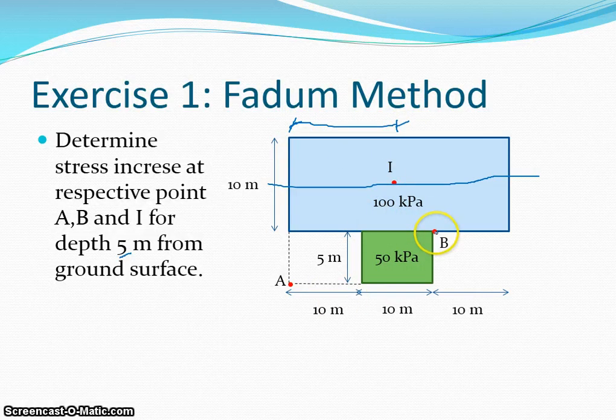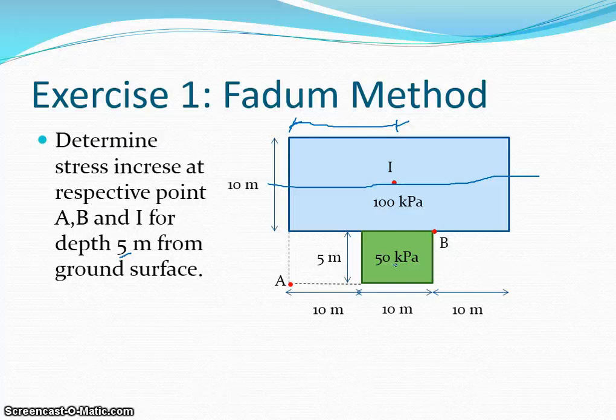And for B, 10 meter from the right side. A is outside of the foundation. So we have a foundation with 100 kilopascal and also 50 kilopascal. So how do you want to solve? Okay, usually I suggest to do the easier one first.